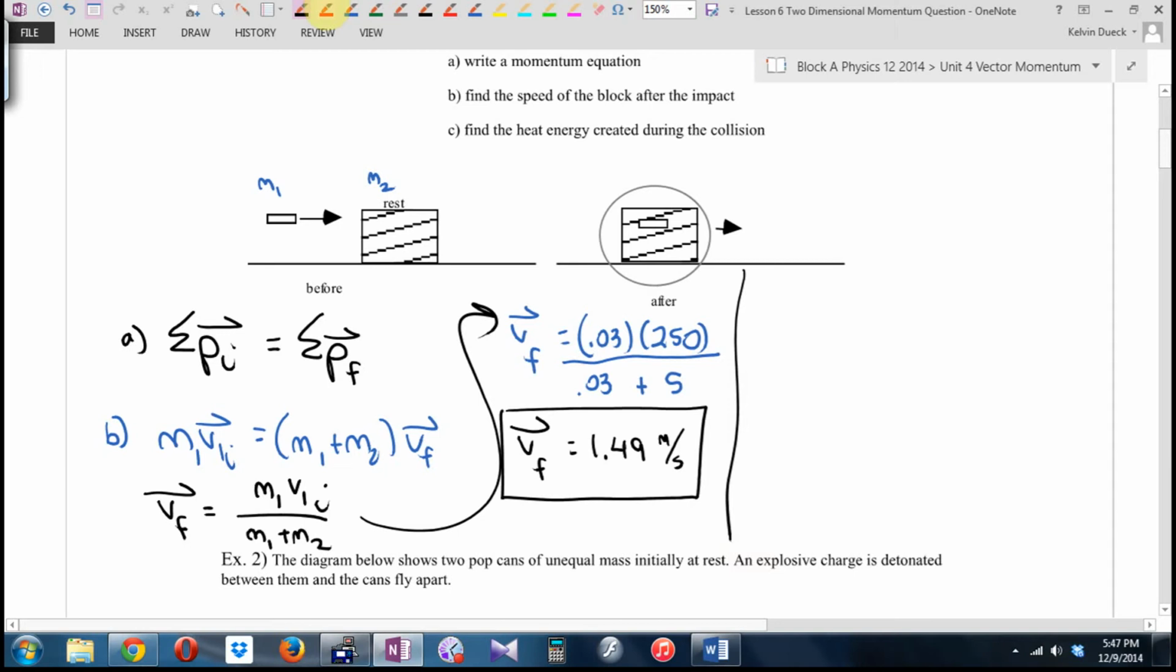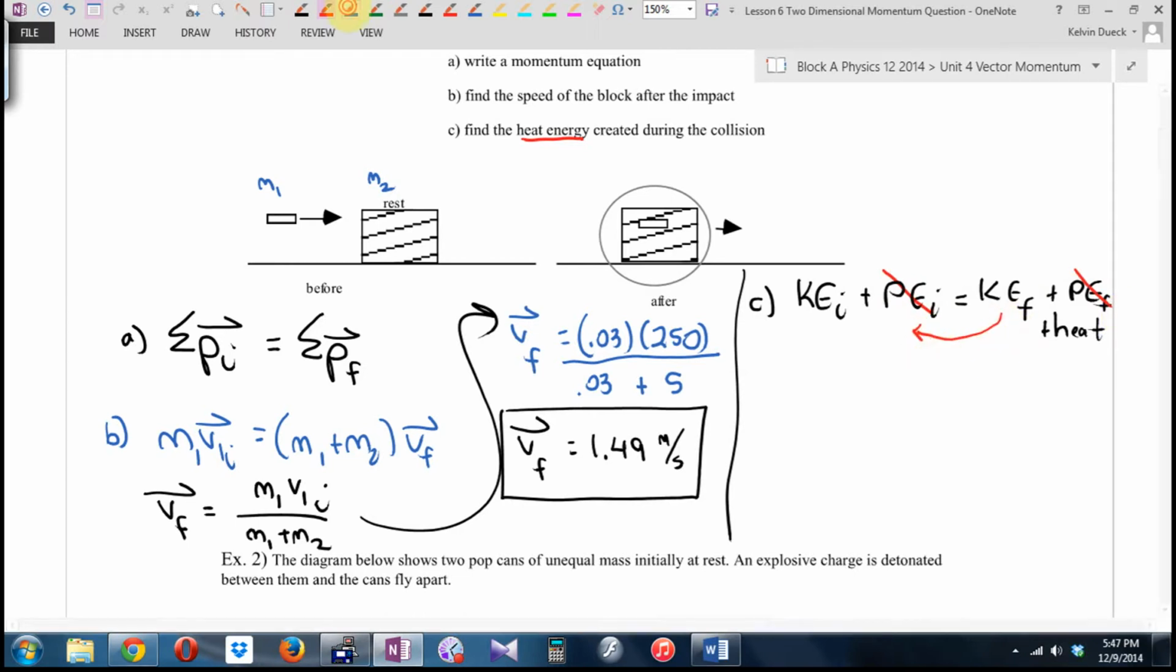C. Find the heat energy. Energy. Now, there isn't a change in height, but there is a change in speed. There isn't a curvy path, but they're mentioning heat energy. I think this is a job for conservation of energy. Kinetic initial plus potential initial equals kinetic final plus potential final plus heat. Because there's no change in height, both potentials are 0. So I get the heat by itself: heat equals KE initial minus KE final.